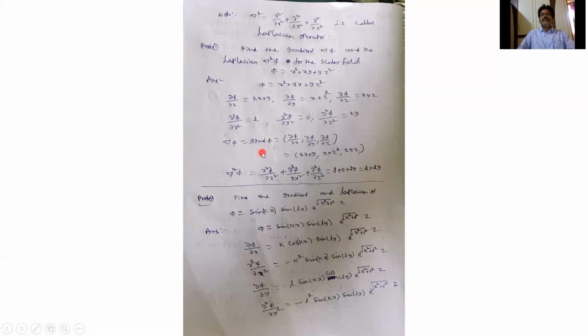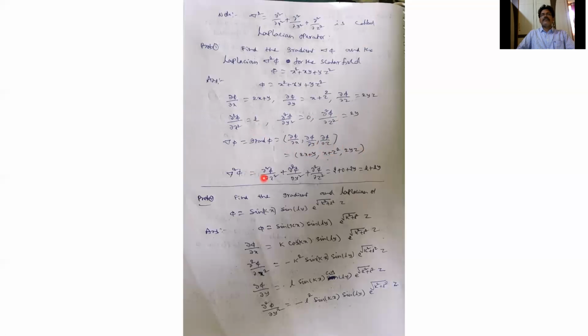So del phi is the grad phi by definition. By definition, what is the grad phi? Dou phi by dou x i bar plus dou phi by dou y j bar plus dou phi by dou z k bar. We can write grad phi as the triple (dou phi by dou x, dou phi by dou y, dou phi by dou z). This can also be written as dou phi by dou x i bar plus dou phi by dou y j bar plus dou phi by dou z k bar. So here dou phi by dou x is 2x plus y, dou phi by dou y is x plus z square, and dou phi by dou z is 2y z.